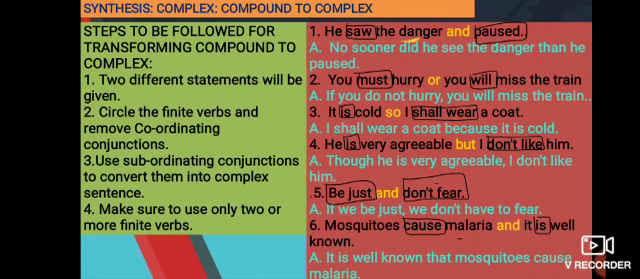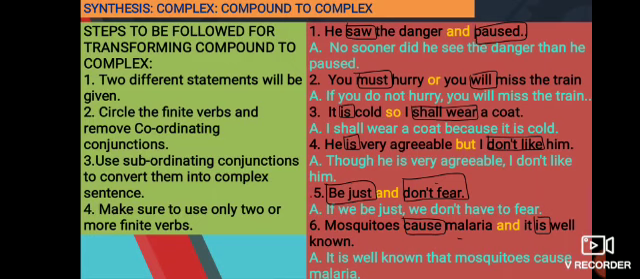He saw the danger and paused. You have two finite verbs, saw and paused, but you have one joining conjunction, that is "and". So it's a joining conjunction, coordinating; you have to change it to subordinating. Okay, this also shows time, that when did he pause? He paused when he saw the danger. You can use when also. Okay, and you can use after also.